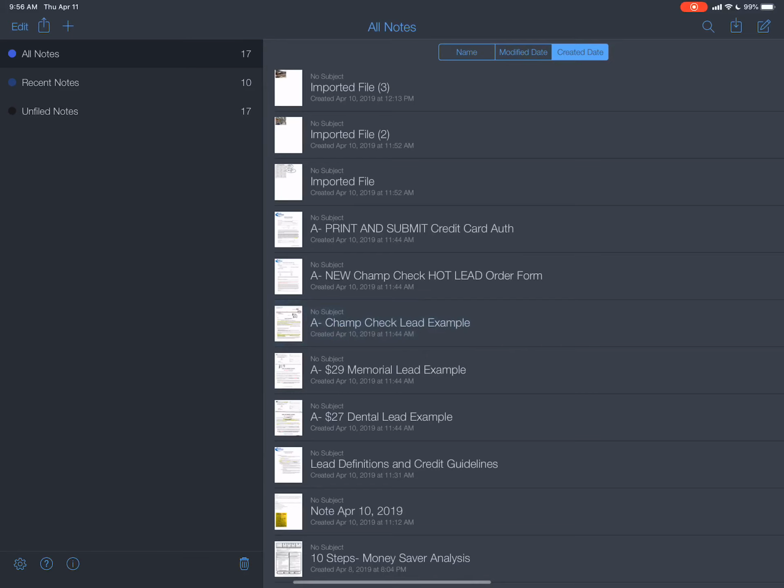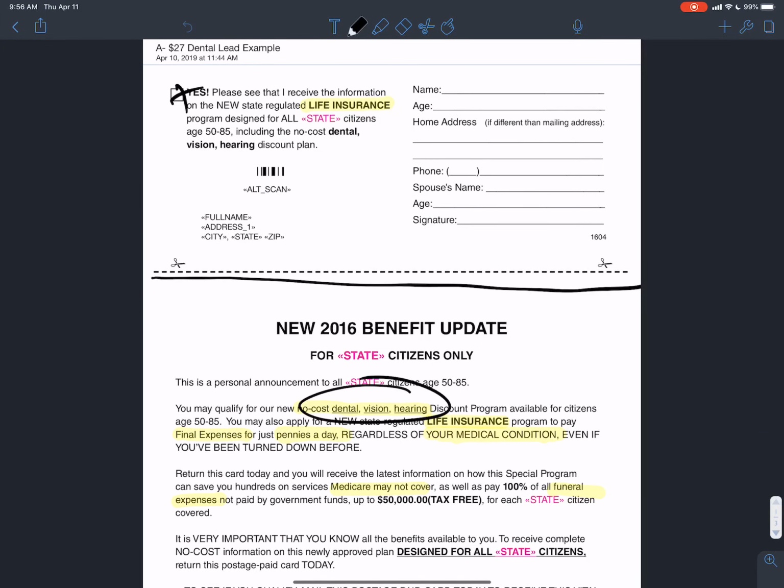Okay, going to the dental lead really fast. These leads are $27, right? If they're the fresh ones. If you're buying them aged, they're $3, $5, or $7 if you're buying the ones that are older.